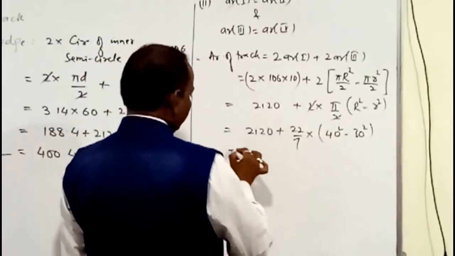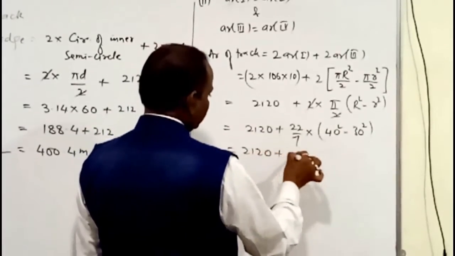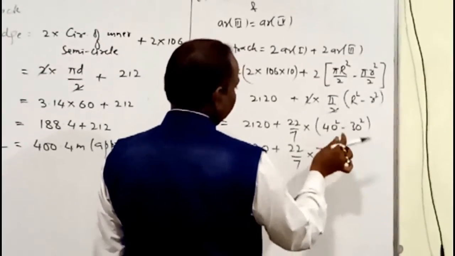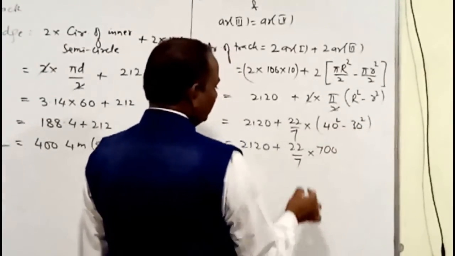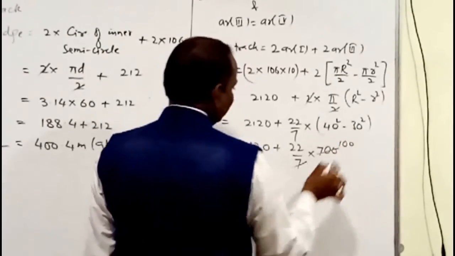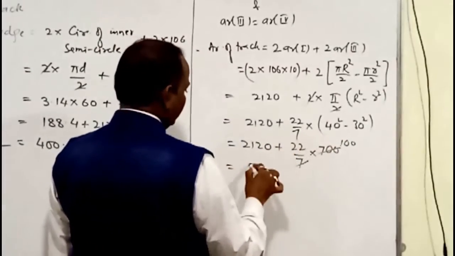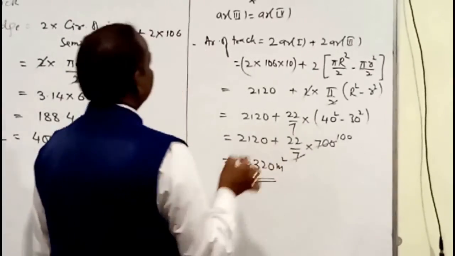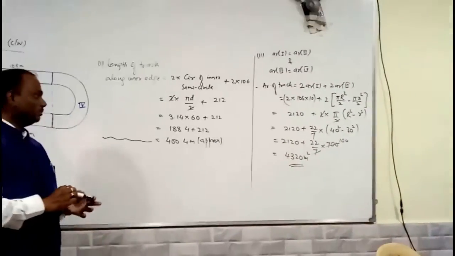सो दिस कम्स एज 2120. Now this comes as 2120 plus 22/7 into, इसको माइनस करोगे तो ये आएगा 700, 1600 minus 900 will give you 700, ये 100 से कैंसिल होगा तो इसको ऐड करेंगे तो it comes as 4320 meters square. So the area of the track is 4320 meters square.